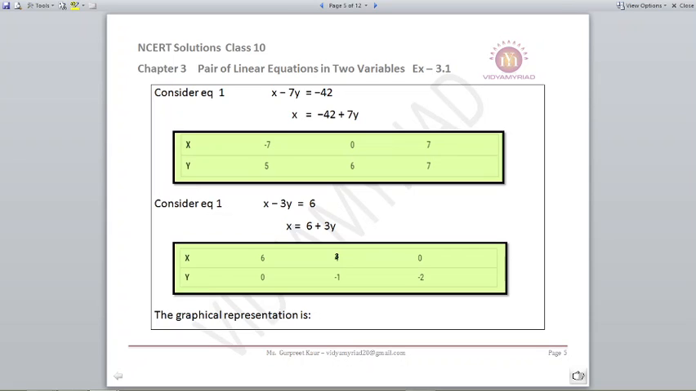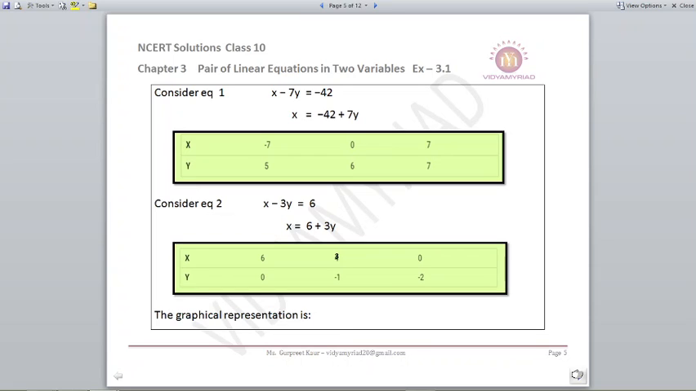So let us consider equation 1 and equation 2. Now what happens over here is, in the case of equation number 1, x minus 7y is equal to minus 42. So keep one variable on the left hand side and others on the right hand side, so it is easy to find out x. x is equal to minus 42 plus 7y.